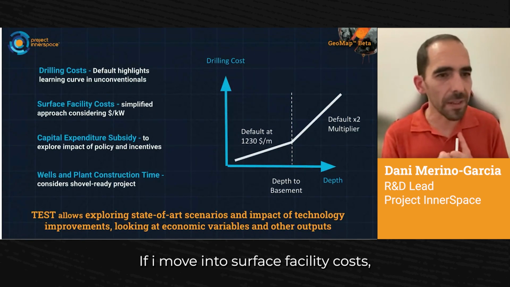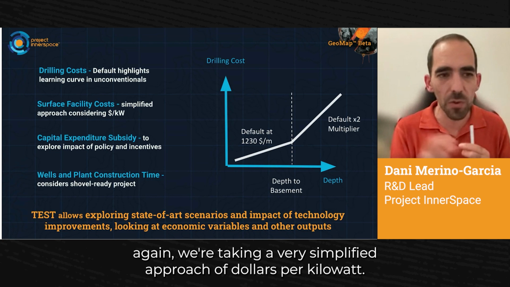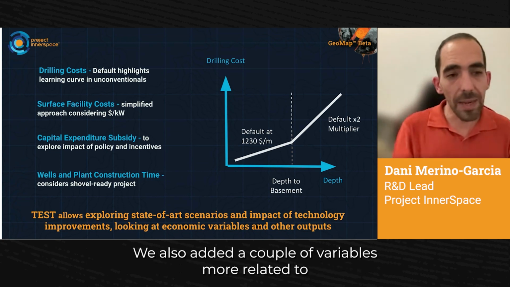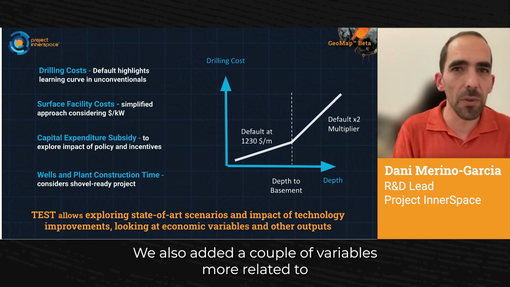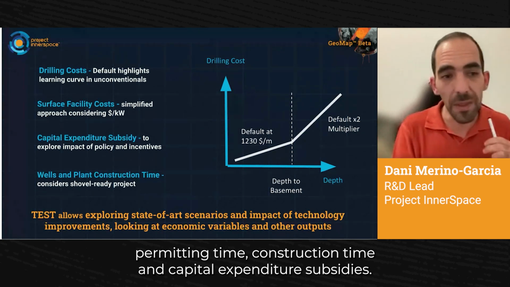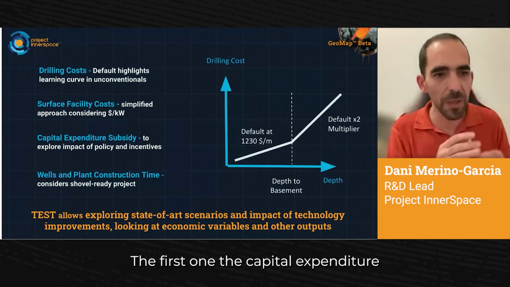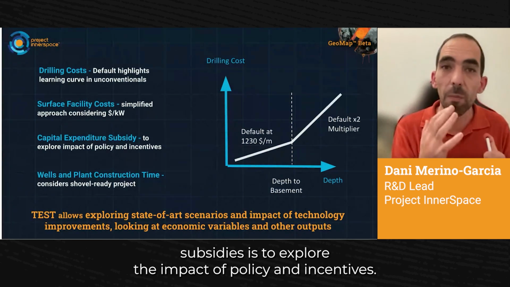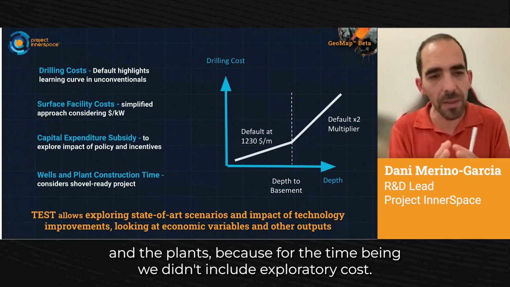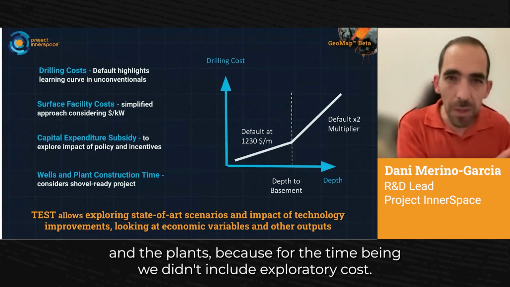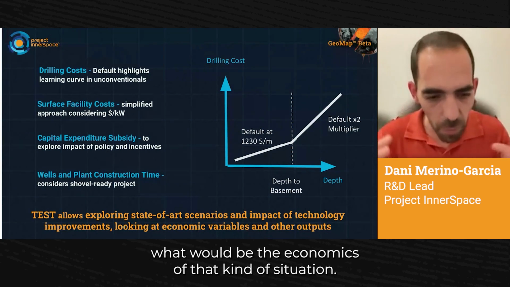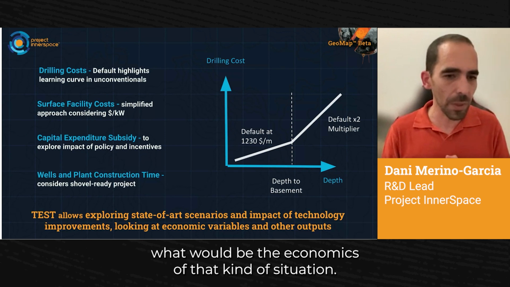If I move into surface facility cost, again, we're taking a very simplified approach of dollar per kilowatt, taking data from the literature. We also add a couple of variables more related to permitting time, construction time, and capital expenditure subsidies. The first one, the capital expenditure subsidies, is to explore the impact of policy and incentives. And the second one is more on the construction of the wells and the plants, because for the time being, we didn't include exploratory cost. We wanted to consider a shovel-ready project to explore what would be the economics of that kind of situation.